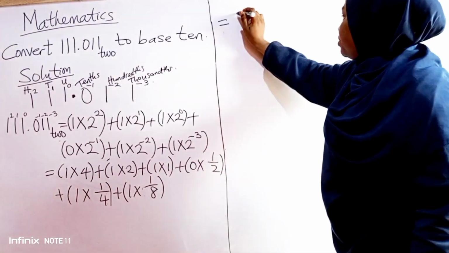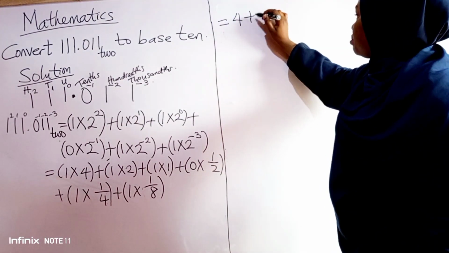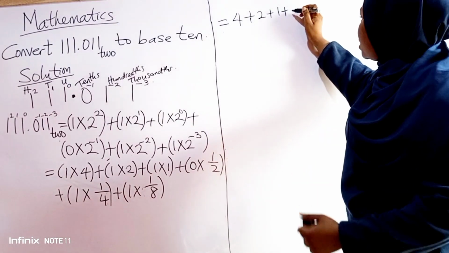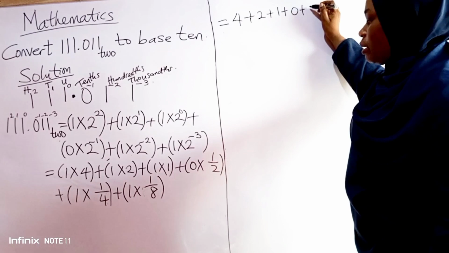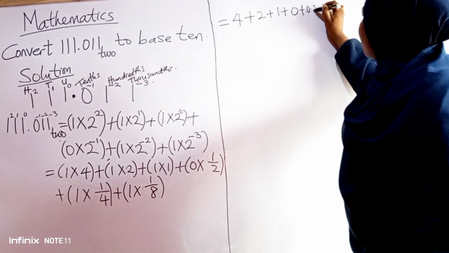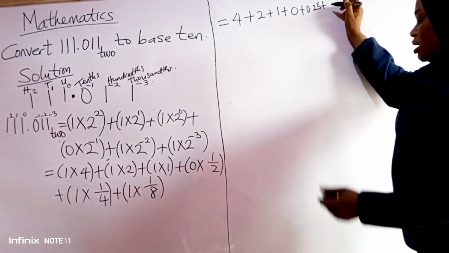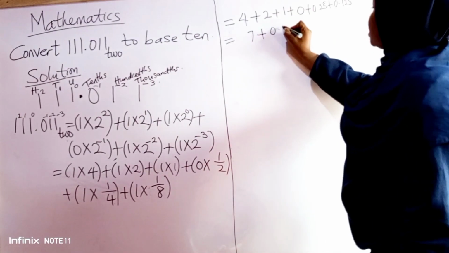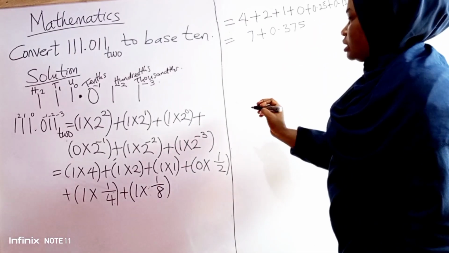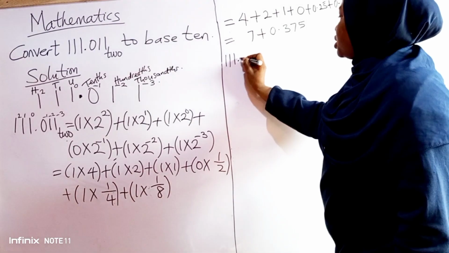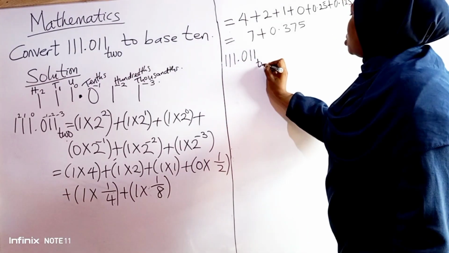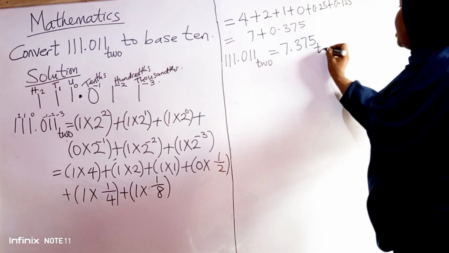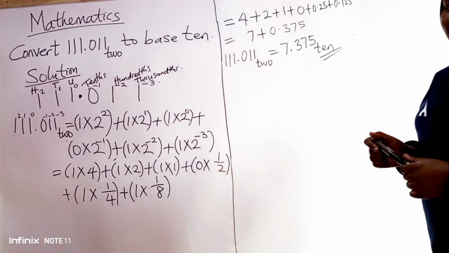1 multiplied by 4 gives me 4, plus 1 multiplied by 2 gives me 2, plus 1 multiplied by 1 gives me 1, plus 0 multiplied by 1 over 2 gives me 0, plus 1 multiplied by 1 over 4 gives me 0.25, plus 1 multiplied by 1 over 8 gives me 0.125. I have 0.375. So I can now say that 111.011 base 2 is equal to 7.375 base 10. So can you see it's very simple? So until I see you in the next class, bye bye.